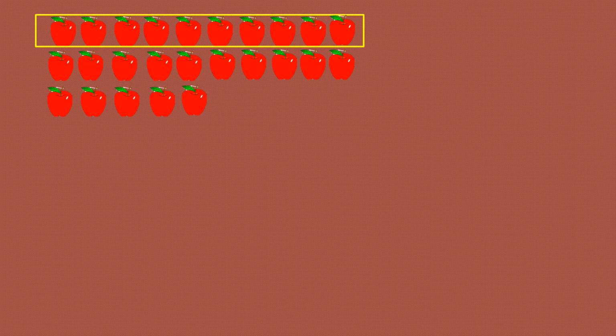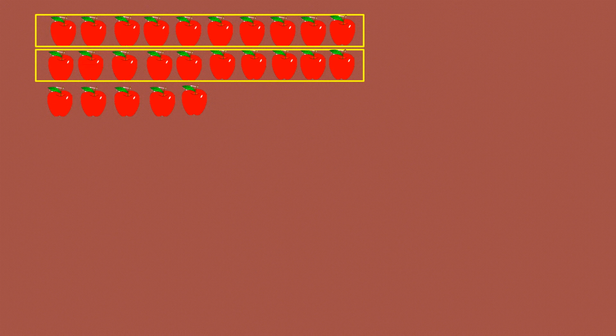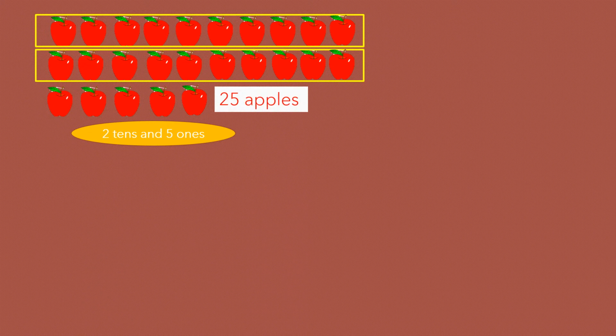On your screen you can see delicious red apples. Let's put them in boxes of 10. That means here in the yellow box we have 10 apples. In the other yellow box also we have 10 apples and 5 are outside the box. That means 2 tens and 5 ones, that means 25 apples.